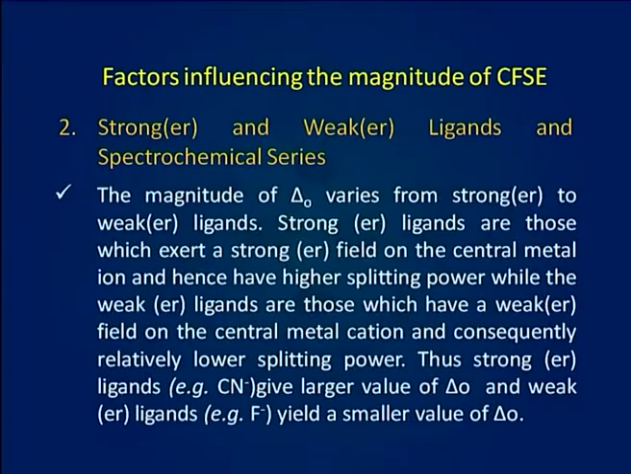The next factor which influences the magnitude of crystal field stabilization energy is stronger and weaker ligands and spectrochemical series. The magnitude of Δo varies from stronger to weaker ligands. Stronger ligands are those which exert a stronger field on the central metal ion and hence have higher splitting power, while the weaker ligands are those which have a weaker field on the central metal cation and consequently relatively lower splitting power. Thus, stronger ligands like CN- give larger value of Δo and weaker ligands like F- yield a smaller value of Δo.